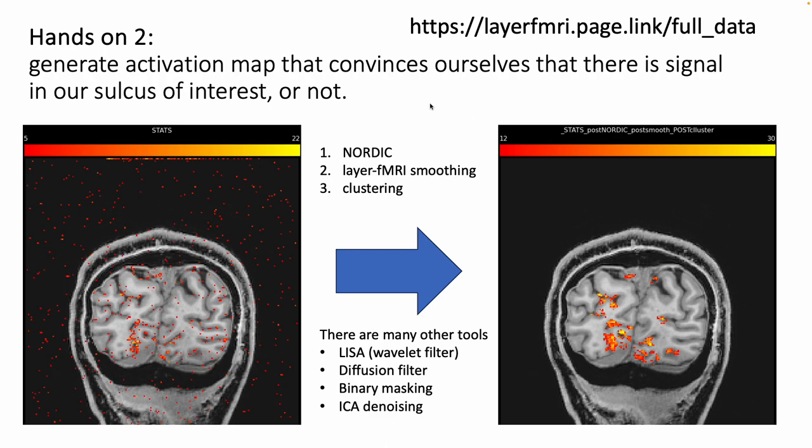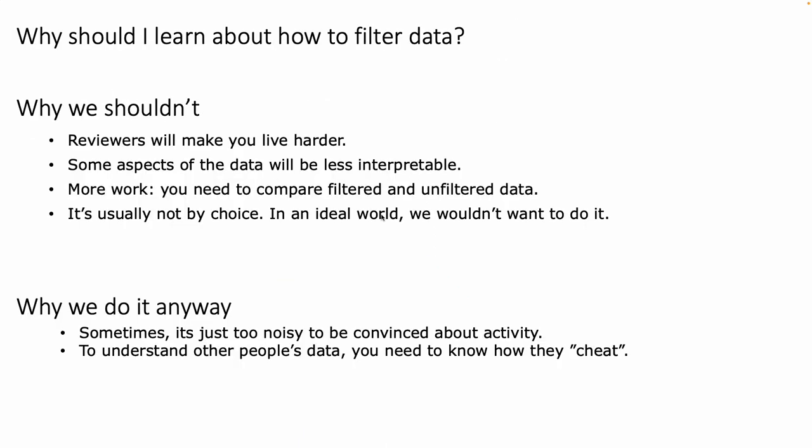And specifically, we're going to use NORDIC that we heard about. We're going to use layer-specific smoothing and also clustering, which are, I think, the three most commonly used ways of doing filtering in layer-fMRI. There are many more ways of doing layer-fMRI filtering, and maybe each lab has their own thing, but only very few of them, I think, ever caught on. Right. As soon as you do filtering, your life gets hard because reviewers will not like it.